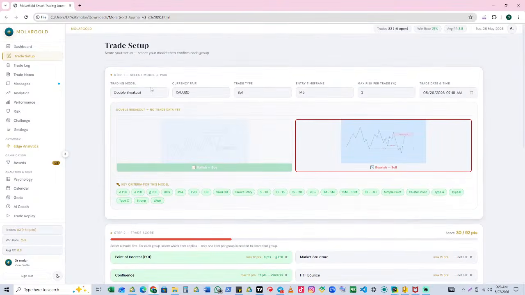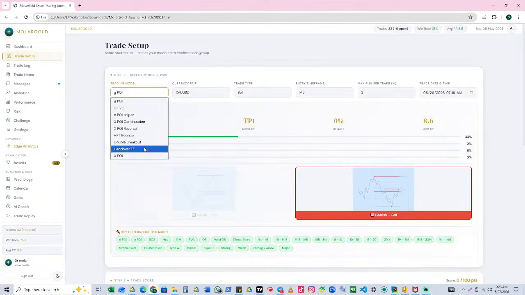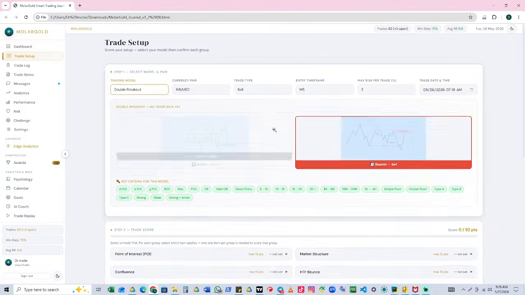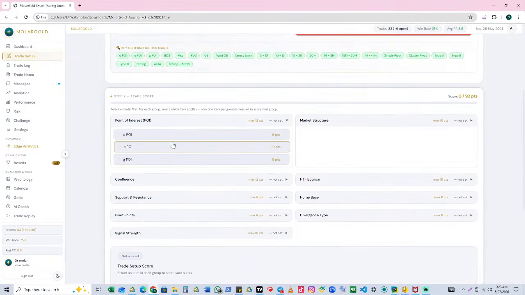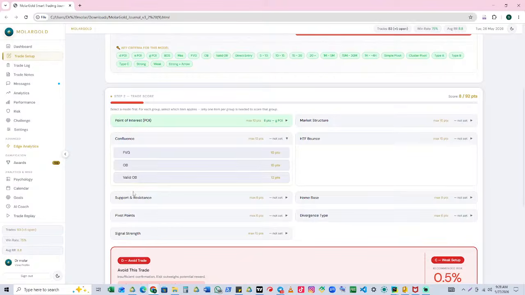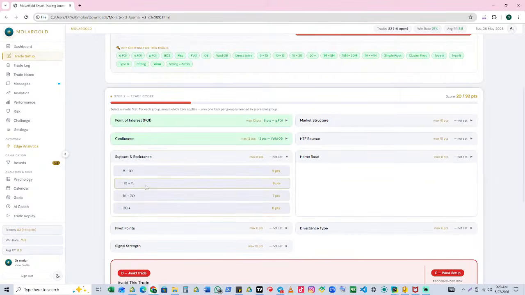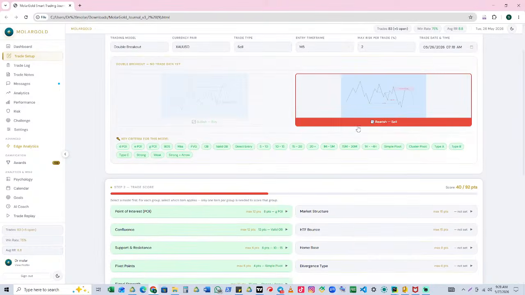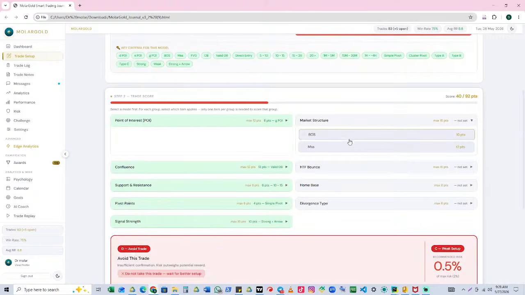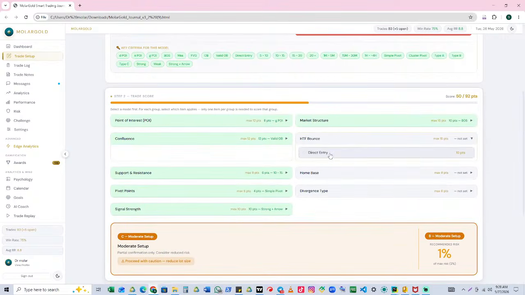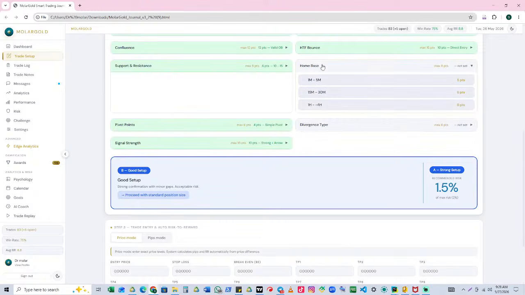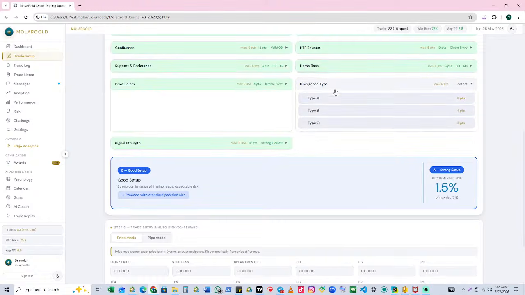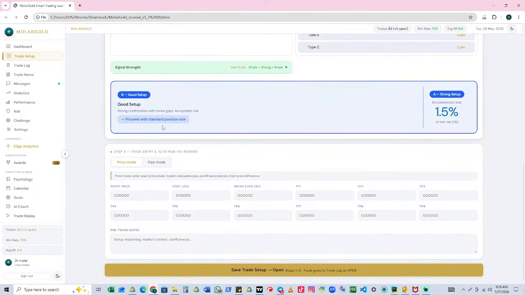Okay, so we will start all over again. So double breakout, everything is the same. GPOI, confluence, valid OB, 10 to 15 single, strong with an arrow. Structure is BOS, HFT is a direct. Home base is on 1 minute and 5 minutes. There is no divergence in here. So this is scoring a B setup, right?